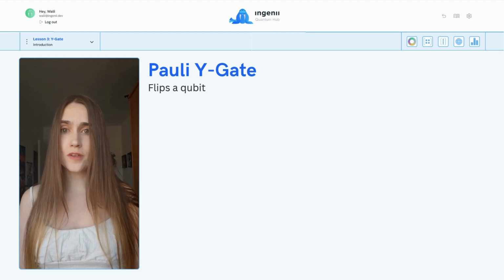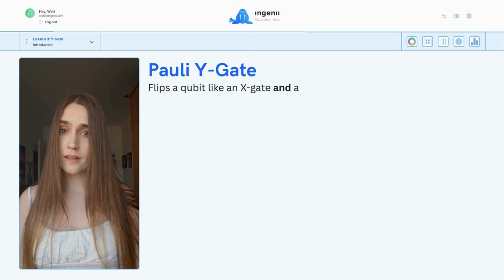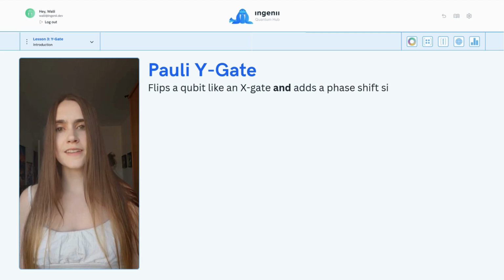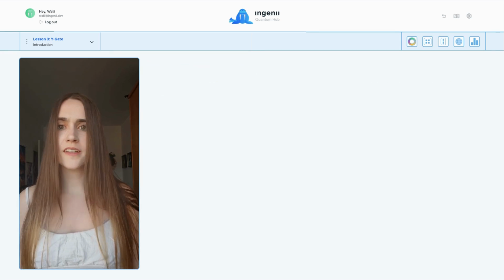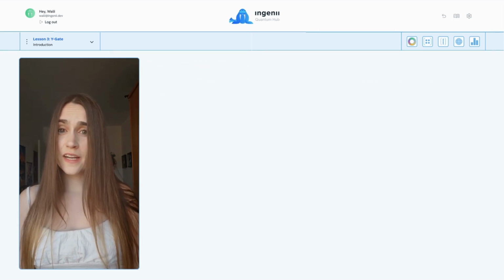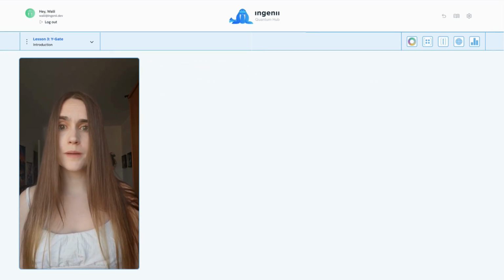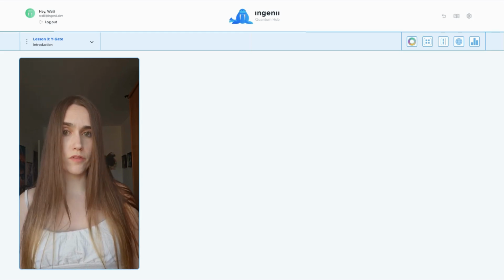The Y-Gate is unique because it both flips a qubit, like an X-gate, and also adds a phase shift, similar to the Z-gate. It performs a transformation that's inherently quantum. Its effect might seem subtle at first, but it plays a powerful role in how quantum systems evolve.